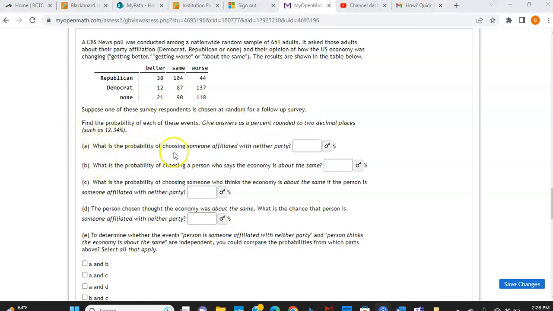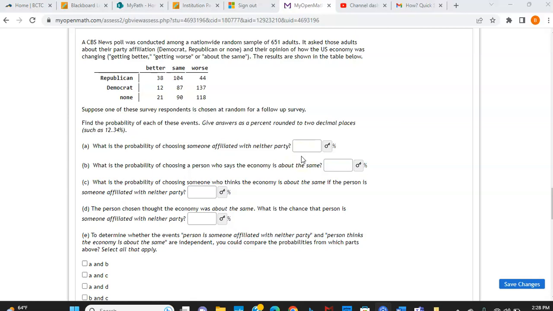We want to find the probability of choosing someone affiliated with neither party. Let's notice this last row is all of the people affiliated with neither party. So we will add up everyone in that row, 21, 90, and 118. We will take that sum and put it over 651. And that will be the probability of choosing someone affiliated with neither party.